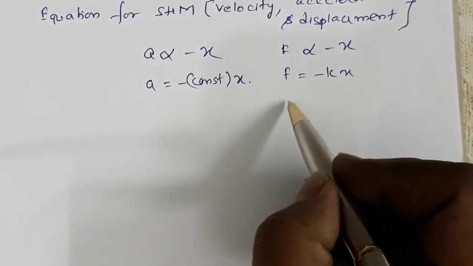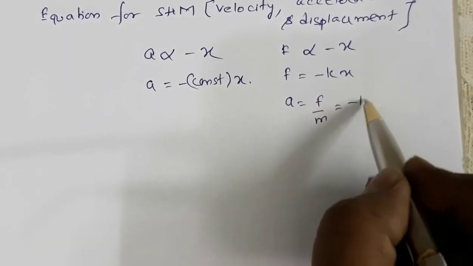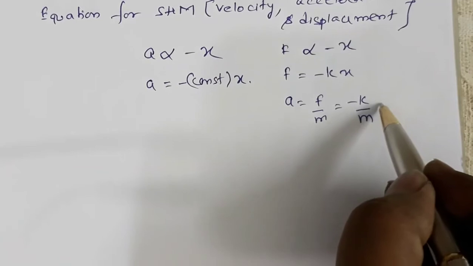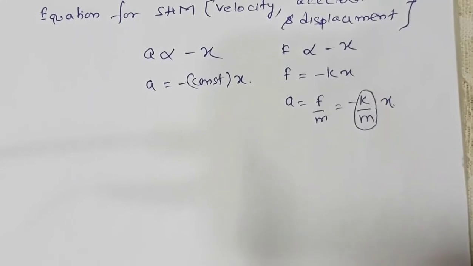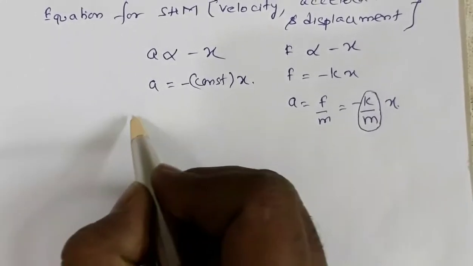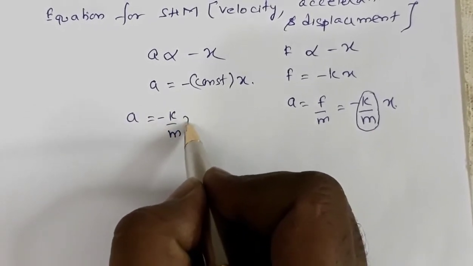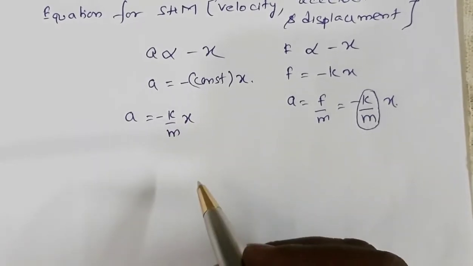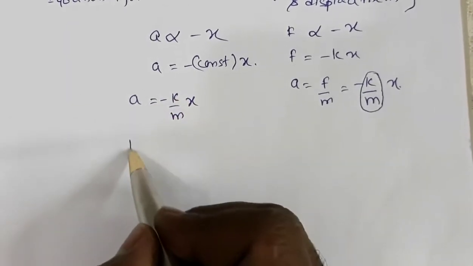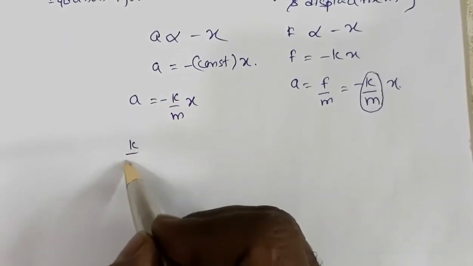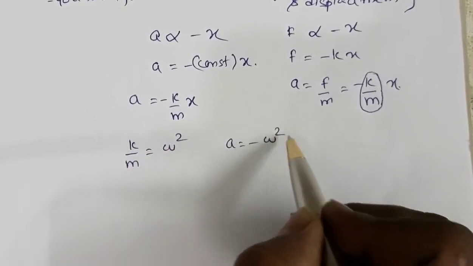Now what is acceleration? Acceleration is force by mass. So acceleration is equal to F by m, which is equal to minus k by m into x. So this constant is k by m. Now assuming k is constant and m is constant, let k by m be equal to omega square. So we have a is equal to minus omega square x.